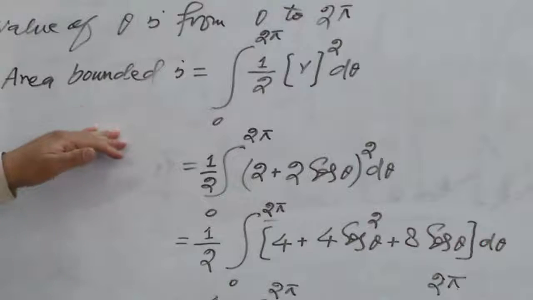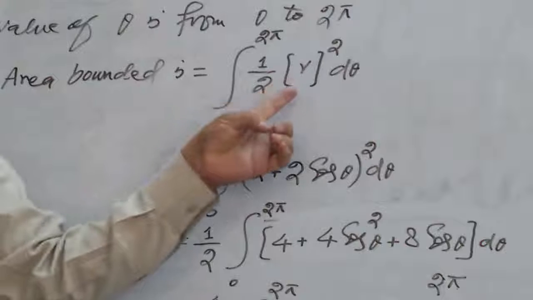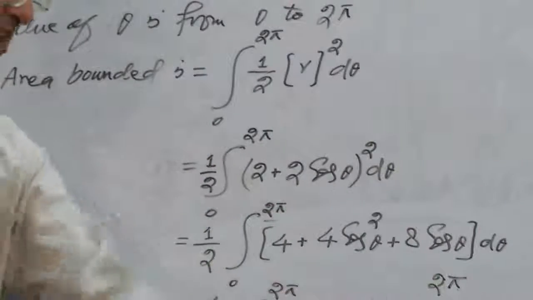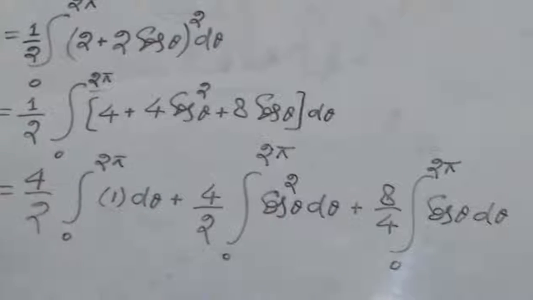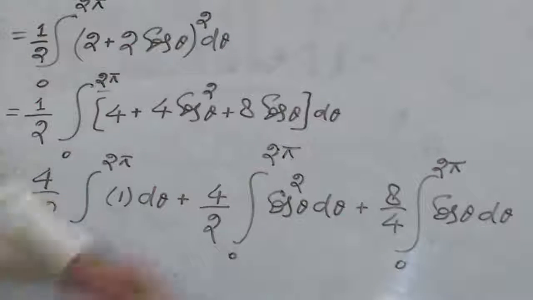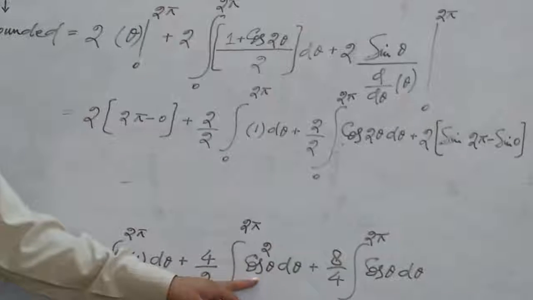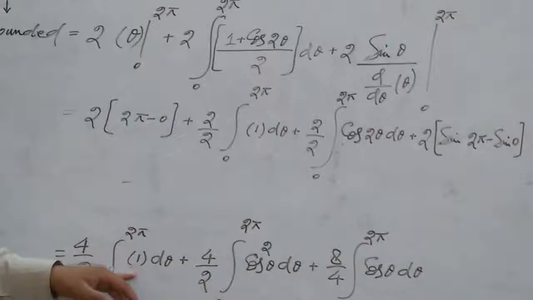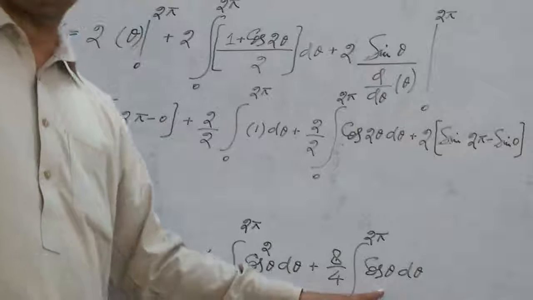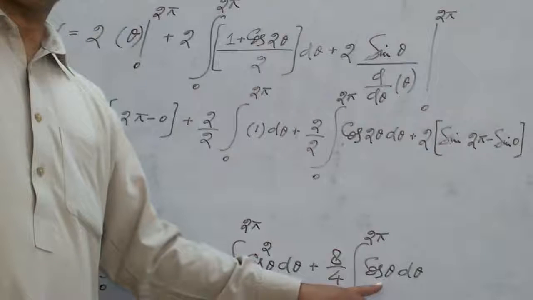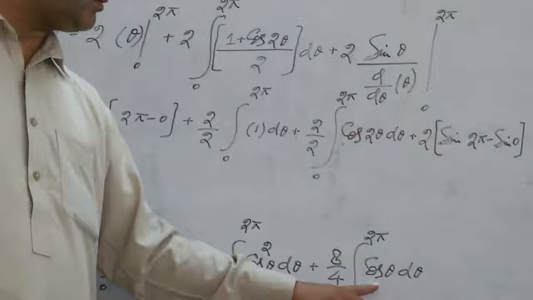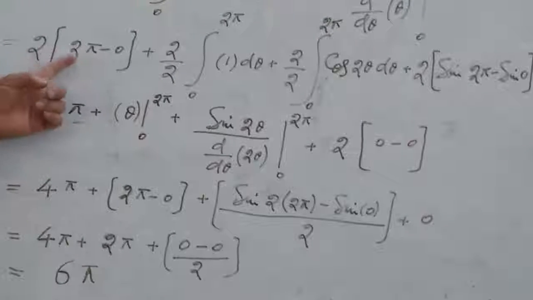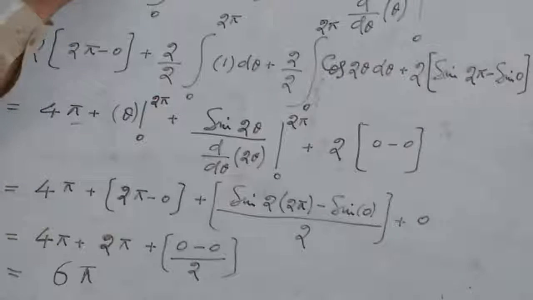So the area of the region bounded by the cardioid is equal to the integral of half r squared d theta. Substitute the value of r equal to 2 plus 2 cos theta, whole squared, and after the simplification, this is the sum of integrals of many functions, so apply the integral operator on each function. Now cos squared theta is equal to 1 plus cos 2 theta divided by 2, and this is a simple function to integrate. The integral of 1 is equal to theta, and cos theta is again a simple function. The integral of cos theta is equal to sine theta divided by the derivative of theta with respect to theta.